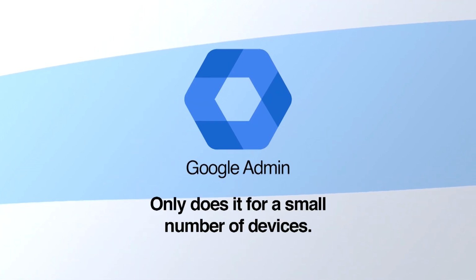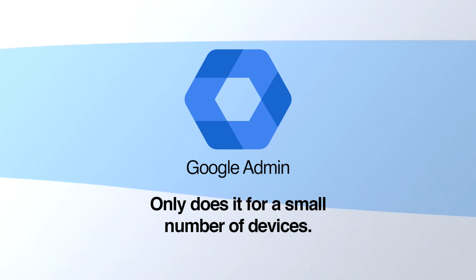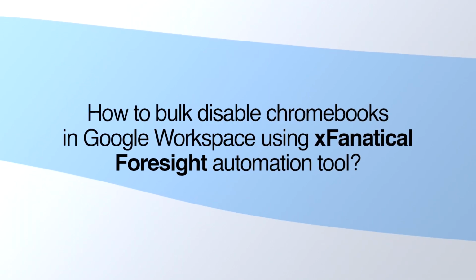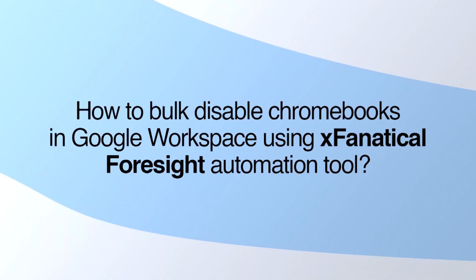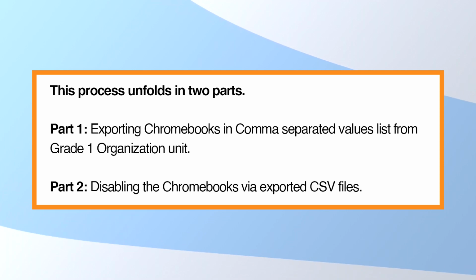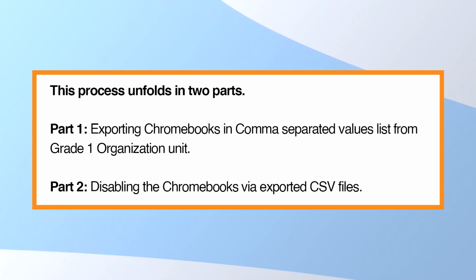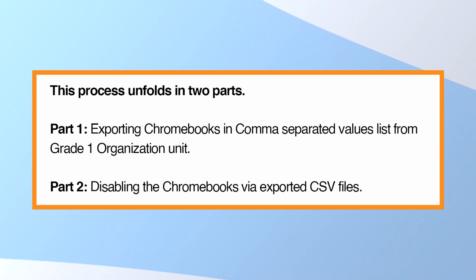But Google Admin only does it for a small number of devices. How to bulk disable Chromebooks in Google Workspace using xFanatical Foresight automation tool. Instructions. This process unfolds in two parts. Part 1. Exporting Chromebooks in comma-separated values list from Grade 1 organization unit. Part 2. Disabling the Chromebooks via exported CSV files.